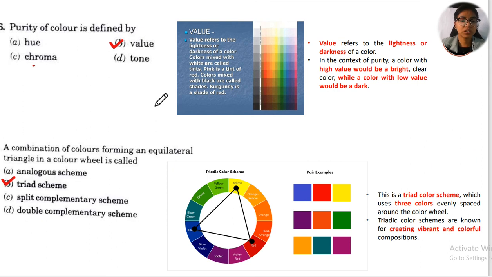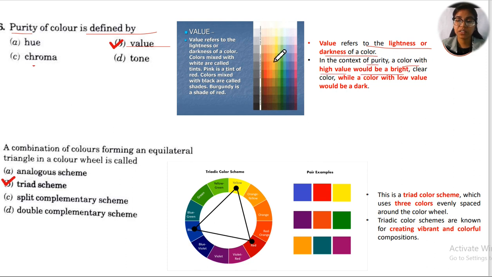Next question is, purity of color is defined by. So color has various characteristics, one of which is the purity. So purity is defined by the value of the color. So what is the value? The value refers to the lightness or darkness of a color. In the context of purity, a color with high value would be a bright color.